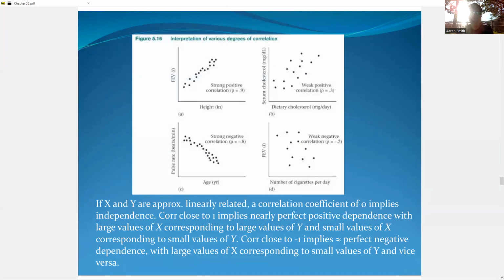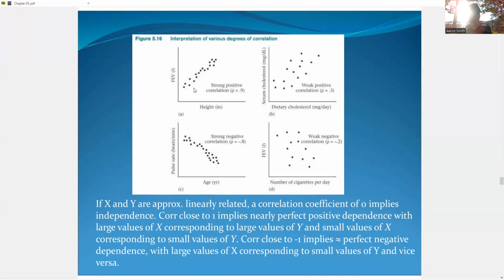So x and y are approximately linearly related. If they're approximately linearly related, a correlation coefficient of 0 implies independence. A correlation close to 1 implies nearly perfect positive dependence, with the large values of x corresponding to larger values of y, smaller values of x corresponding to smaller values of y. Correlation close to -1 implies near perfect negative dependence. So larger values of x correspond to smaller values of y and vice versa.